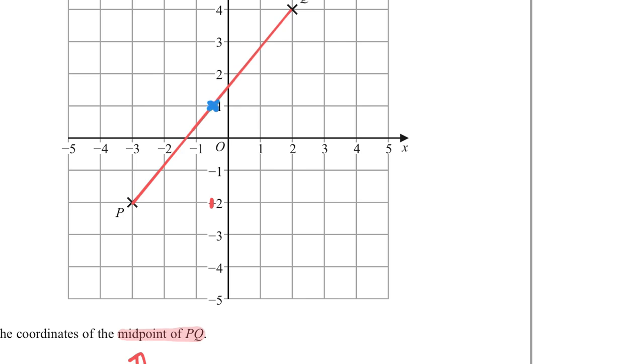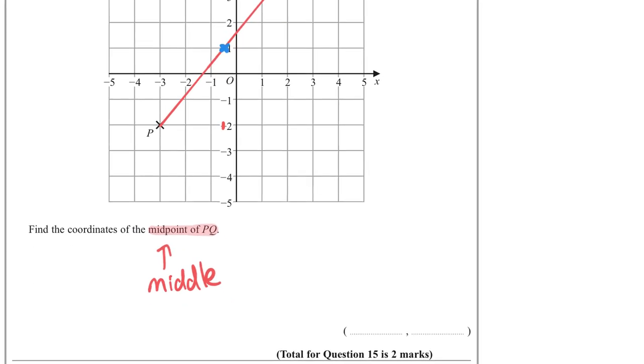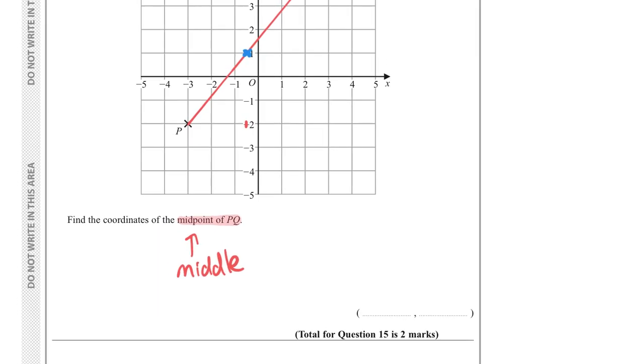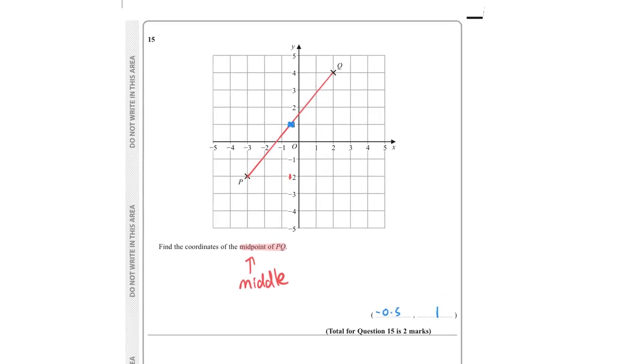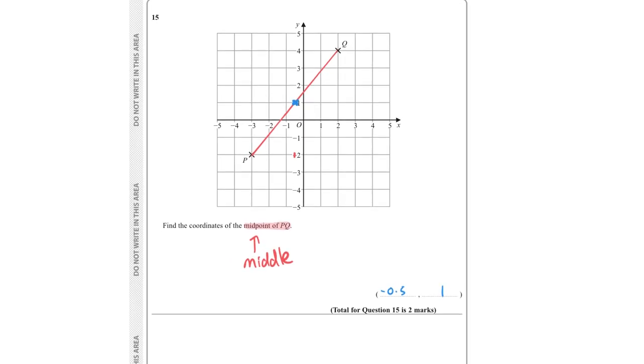So basically just halving how far across you go and how far up you go, and then read the coordinates of that. So it's negative 0.5, because it's in the middle of 0 and minus 1. And it's 1 up. And that's it. At least draw a little line if you're not sure, because you'll probably pick up a mark for having a proper good go at it.